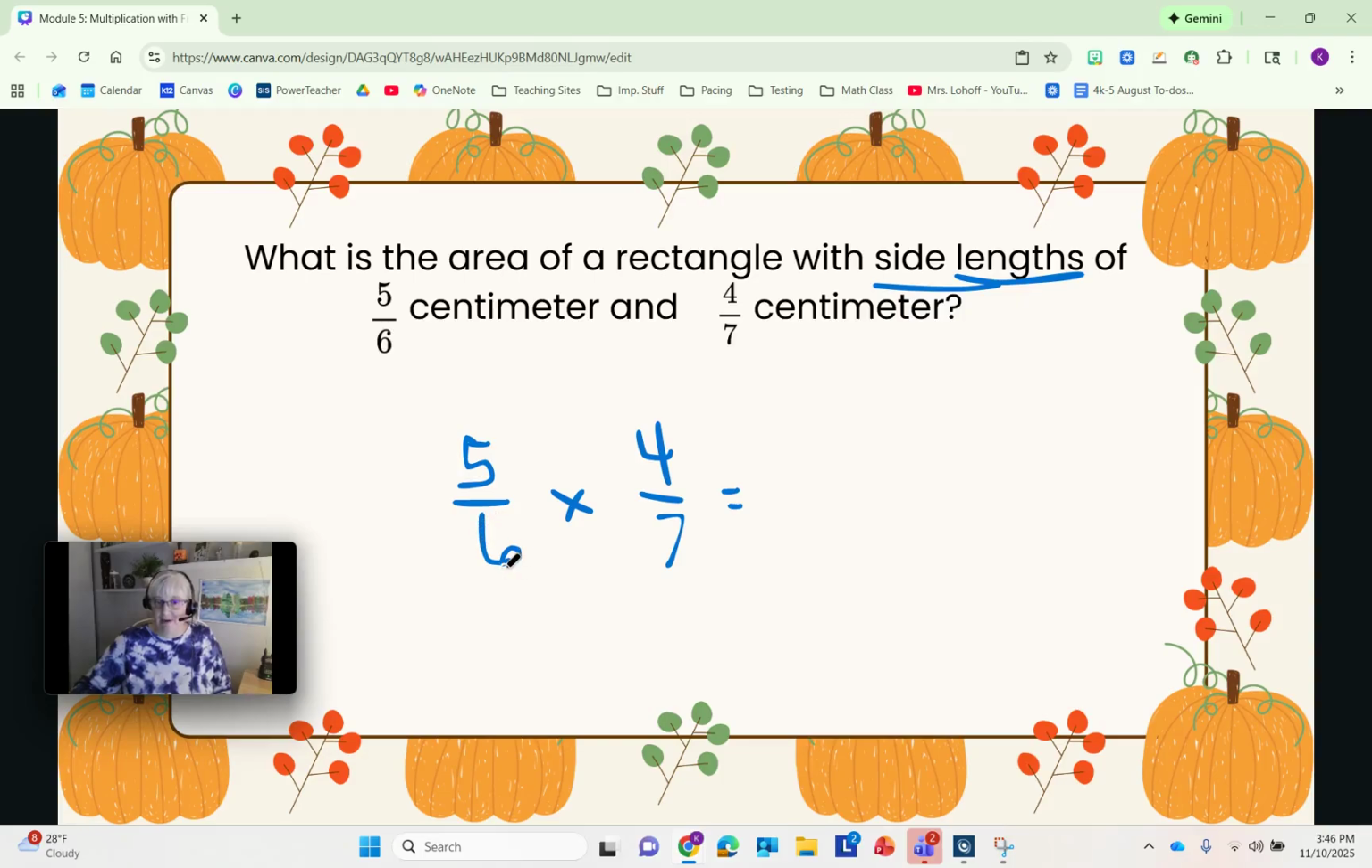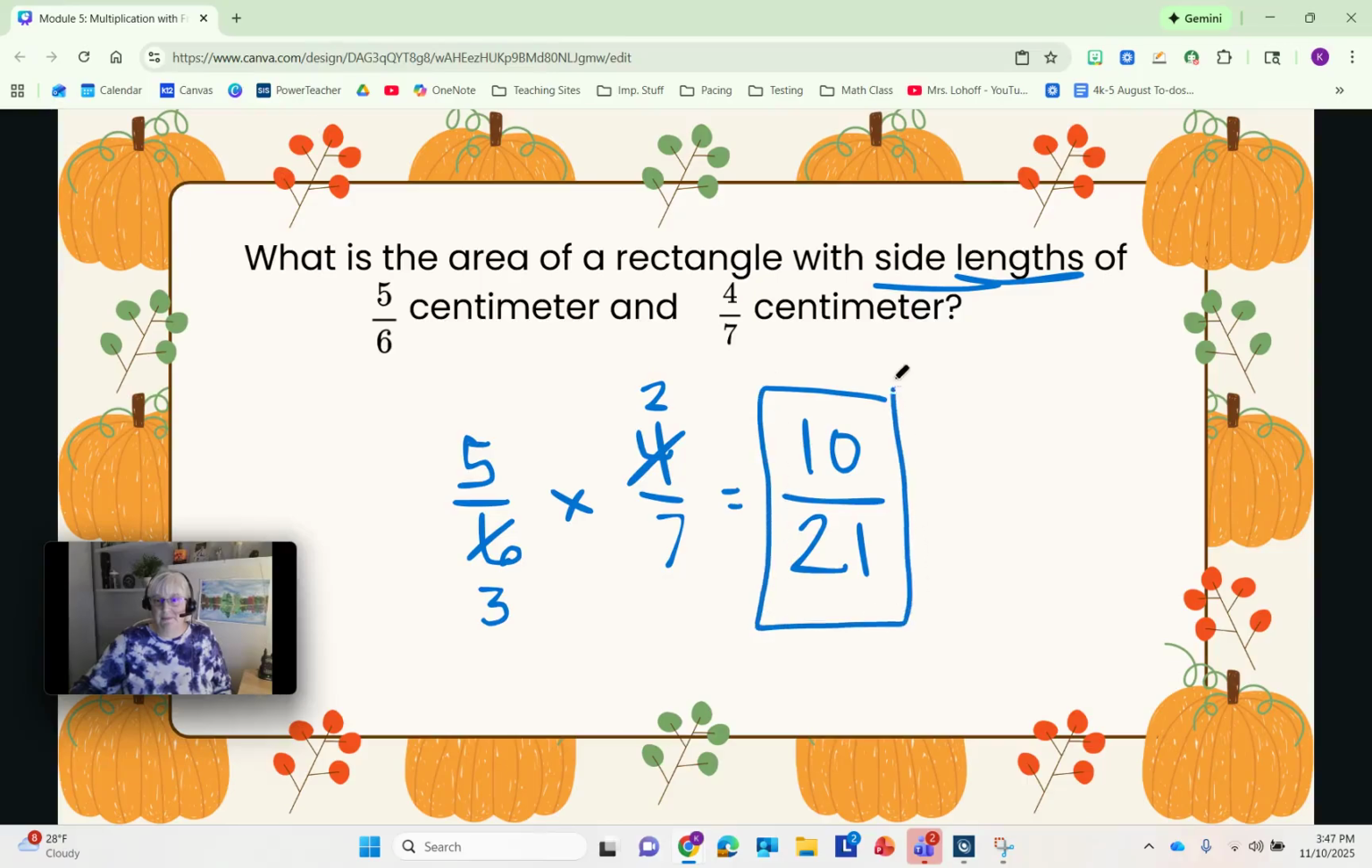Well, let's look at the other diagonal pair. The denominator of this and the numerator of this one, 6 and 4. Oh, hey, they're both even. I can divide them both by 2. 6 divided by 2 is 3, and 4 divided by 2 is 2. Now let's multiply. 5 times 2 is 10. 3 times 7 is 21. Same answer. We either find our factors before we multiply, so we don't have to simplify at the end, or we multiply across and simplify. Either way, you're going to get the same answer.